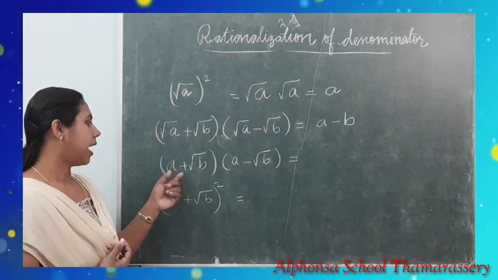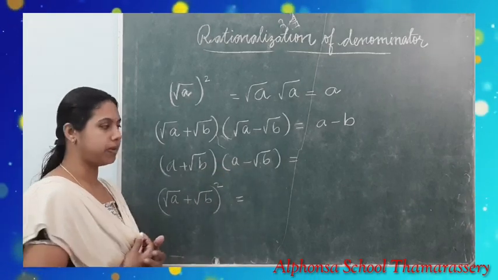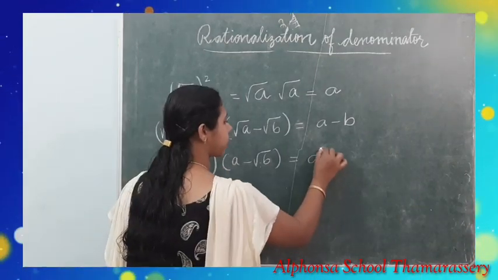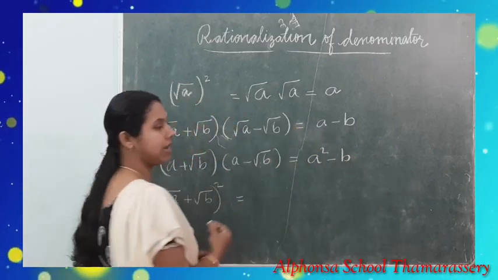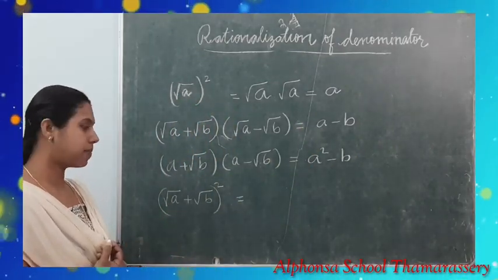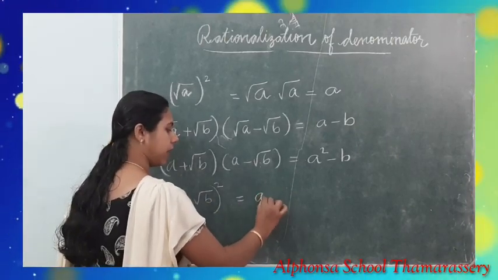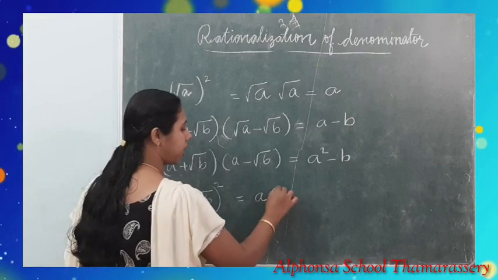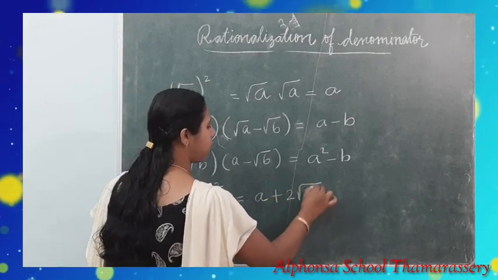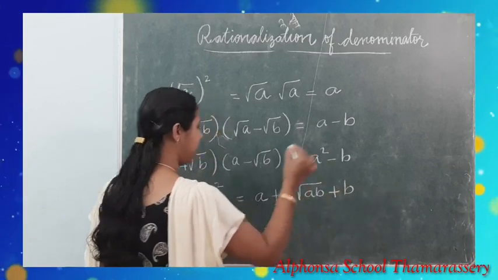Next one is A plus root B into A minus root B, that is equal to A square minus B. Next one, root A plus root B whole square, that is equal to A plus 2 root of AB plus B.